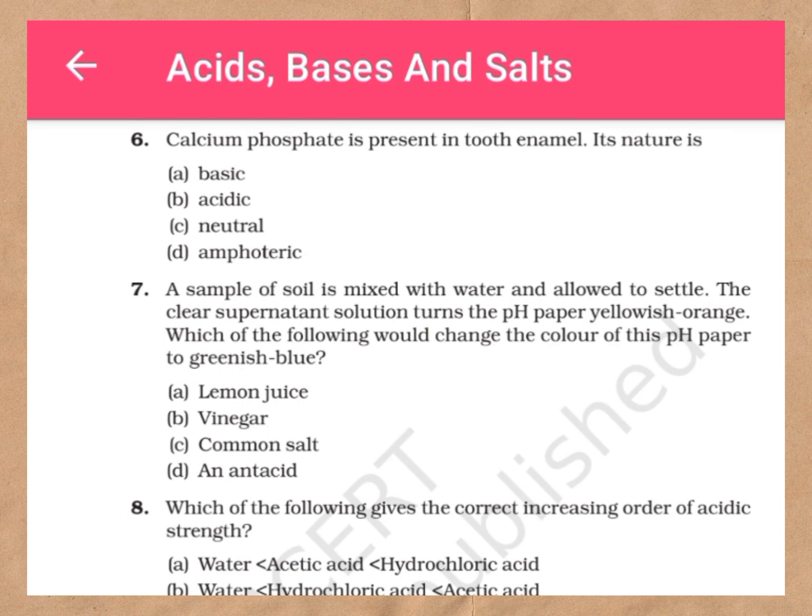Next question is question number 6 is for you. Now you have to answer this question. Question number 6: calcium phosphate is present in tooth enamel. So what is the nature of calcium phosphate? Is it acidic, basic, neutral or amphoteric? So you have to answer this question in the comment box.